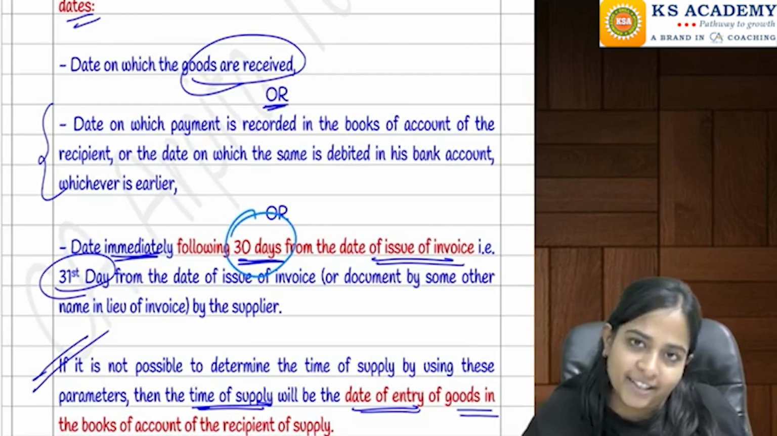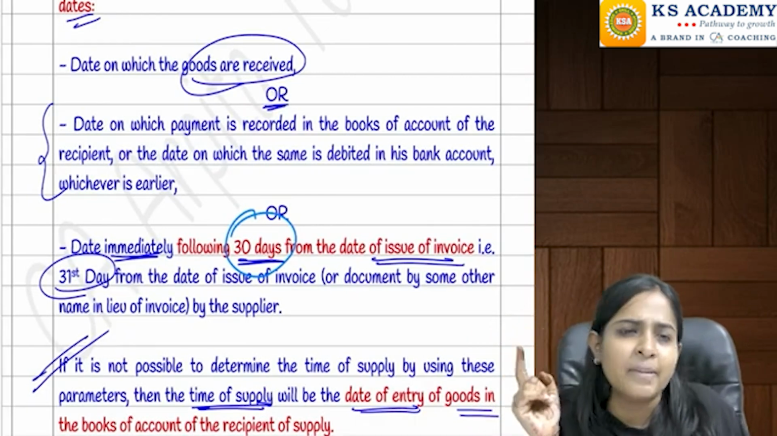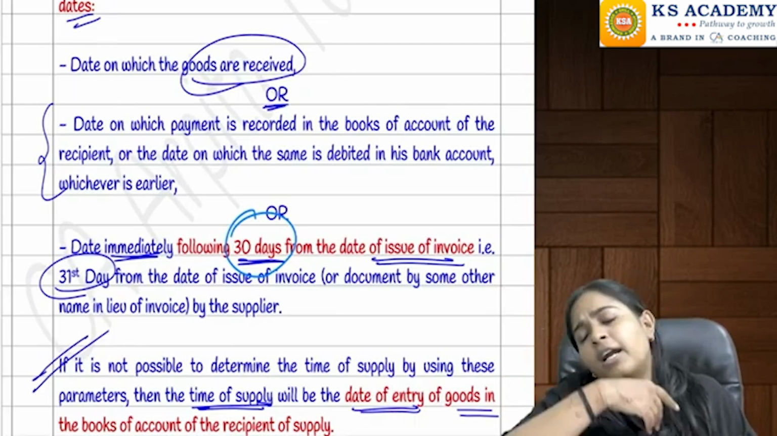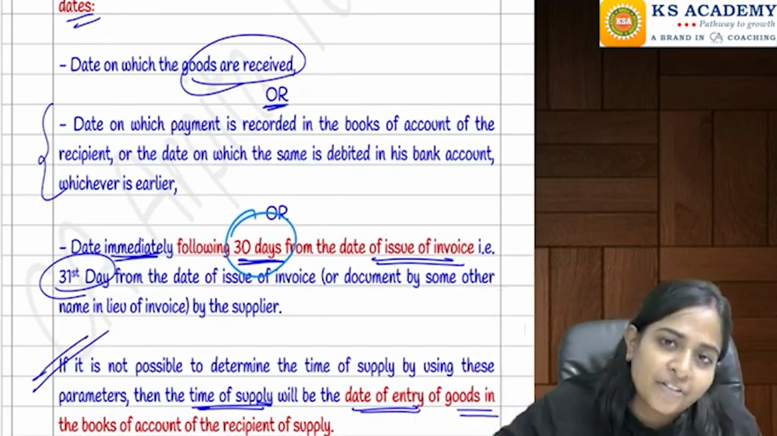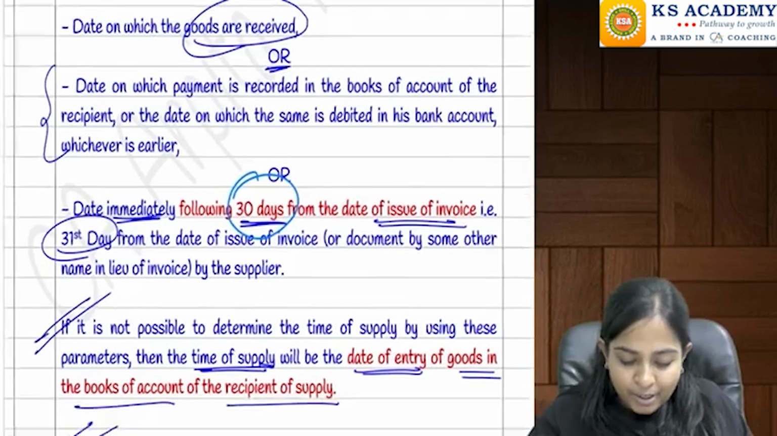The government is not going to wait. It is not going to wait for when the recipient will receive the goods, or when the recipient will make the payment. No, if the invoice has been issued, done. Time of supply will be the 31st day from the date of issue of invoice. Are you able to understand this?